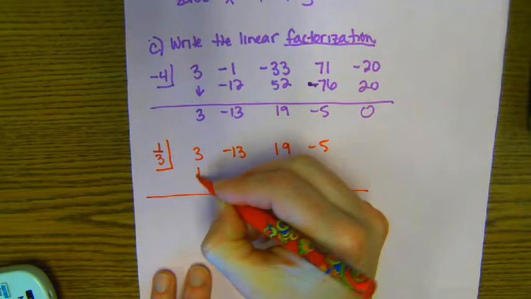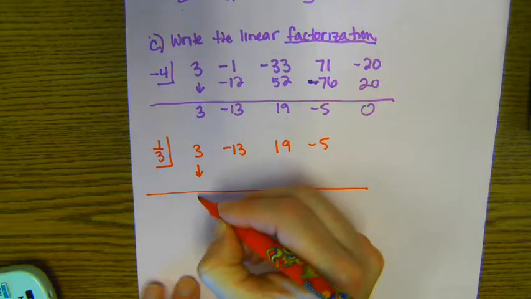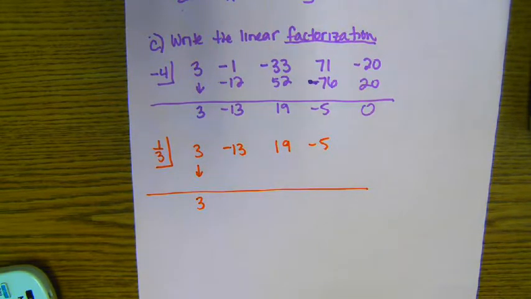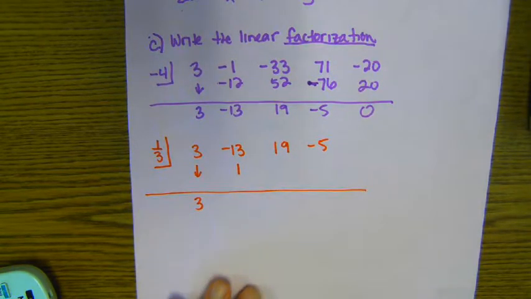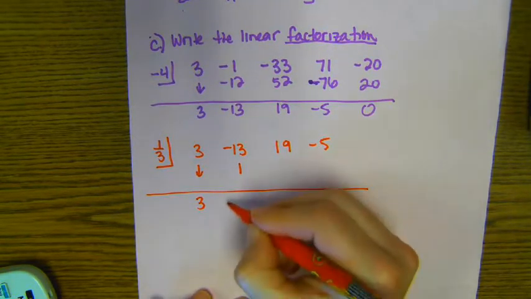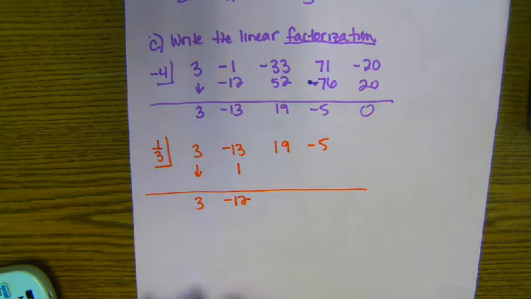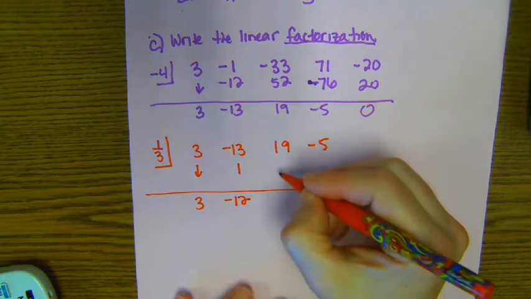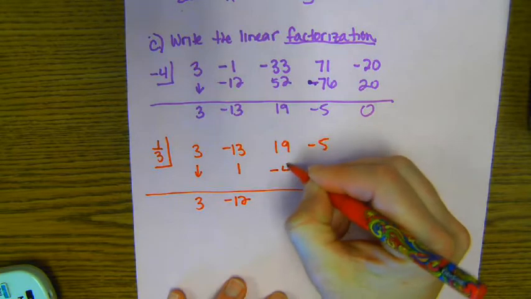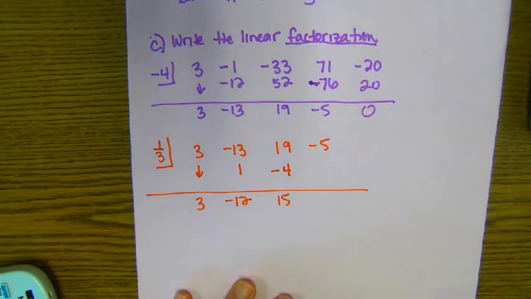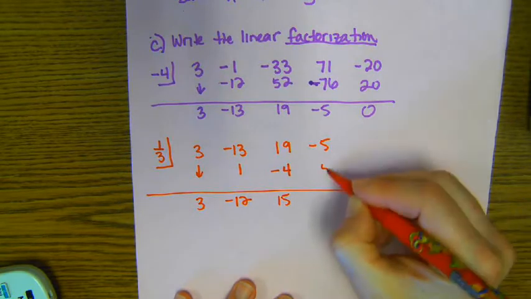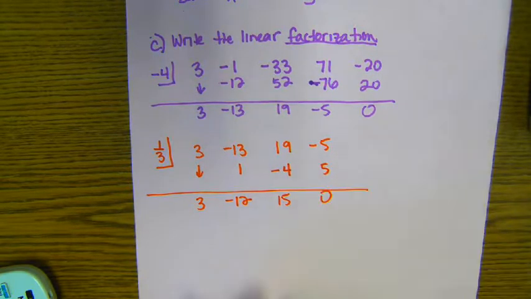Alright, so now this actually ends up working out nicely. What's 3 times 1/3? 1. -13 plus 1? -12. What's -12 times 1/3? -4. What's 19 plus -4? 15, and 15 times 1/3 is 5, remainder of 0.